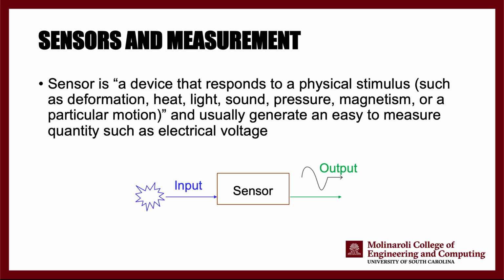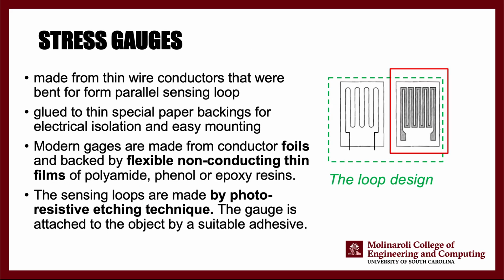And that deformation of a beam is going to be transferred to a computer using the sensor that we are planning to use. The sensor we want to use for this purpose is called a strain gauge. A strain gauge is made from thin wires.